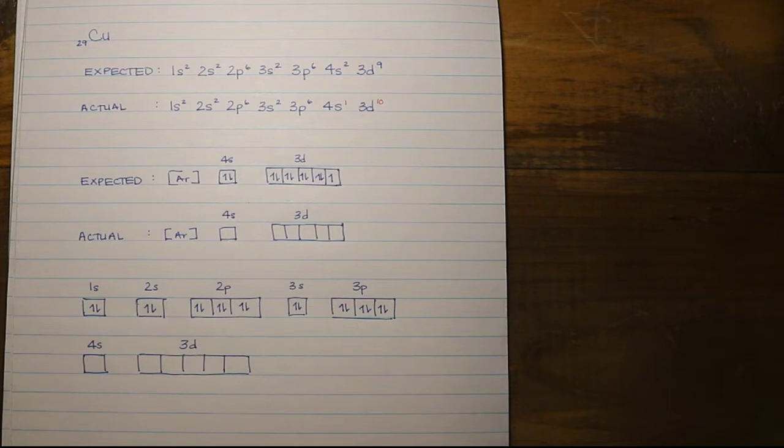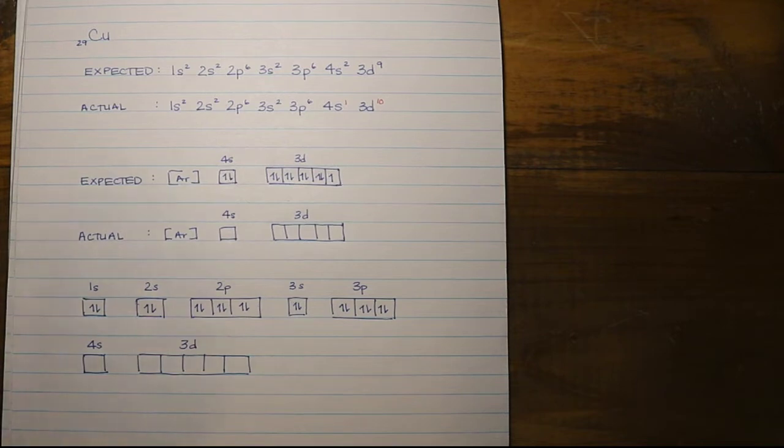Now again, that is a theory. What we have to understand is that not all elements will abide by this. The reality is this is just the electron configuration of copper. And just because we might be able to predict that other elements should be more stable with a particular electron configuration, that does not mean they are.